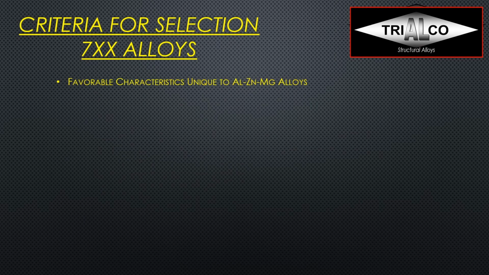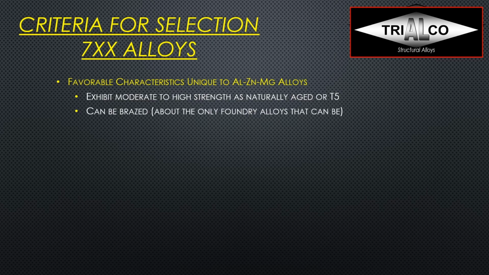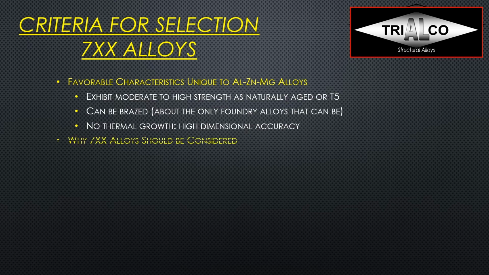Now let's have a look at the 700 series alloys. That's the aluminum zinc magnesium alloy family. They exhibit moderate to high strength as naturally aged or artificially aged, so in T5 temper. They can be brazed. That's pretty much the only alloy that can be brazed without a problem as a casting alloy. There's no thermal growth, so they have high dimensional stability over a large range of temperatures. And they should be considered especially for large castings requiring high strength, too thick to heat treat.